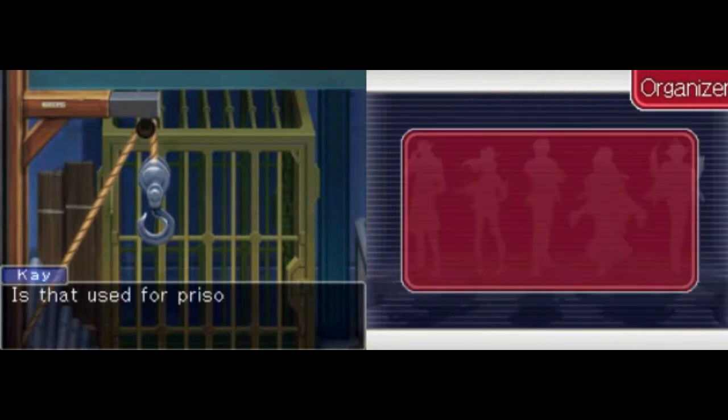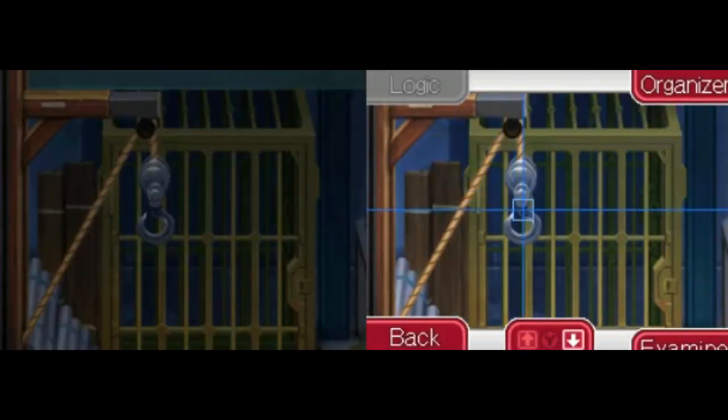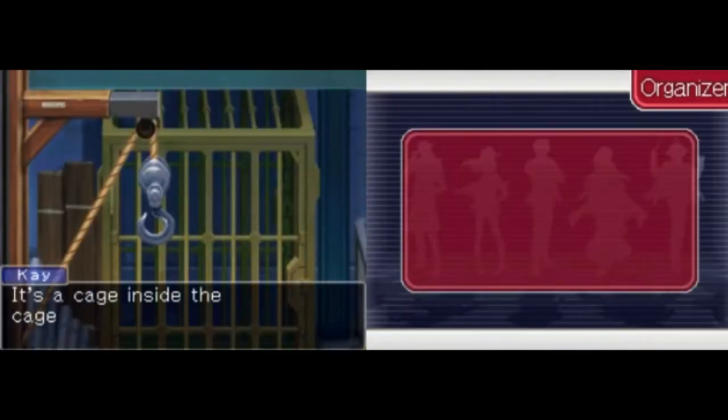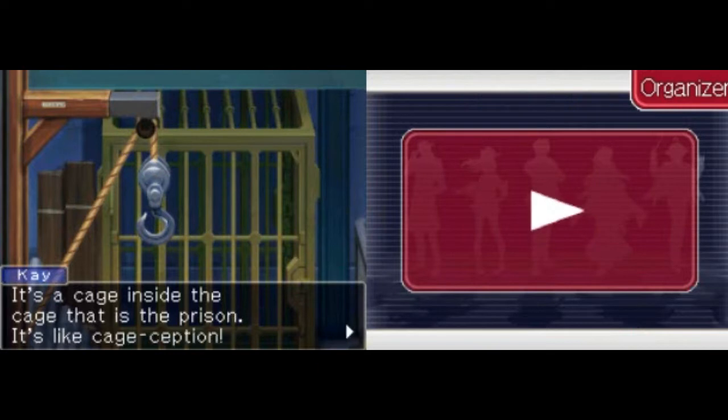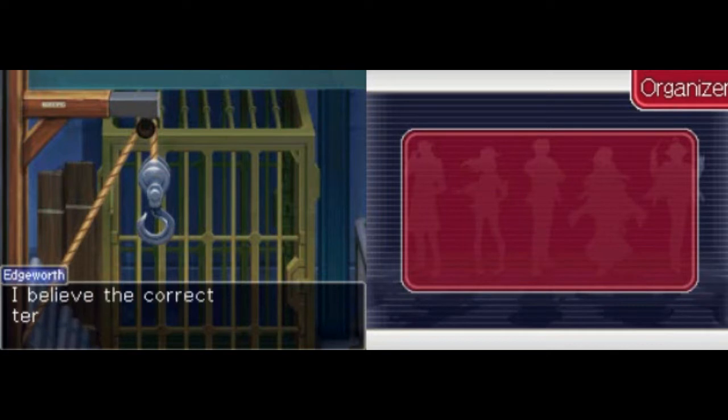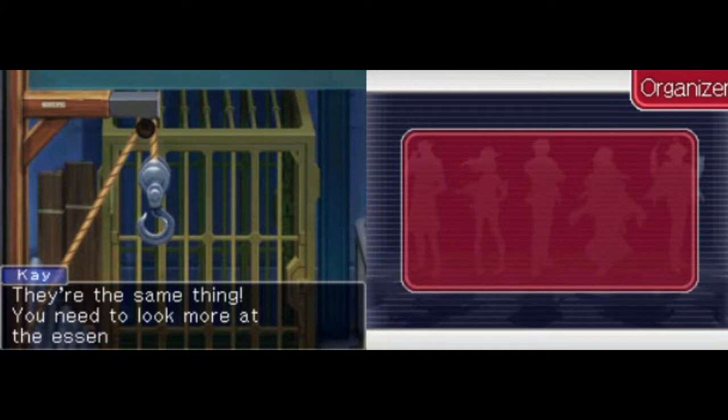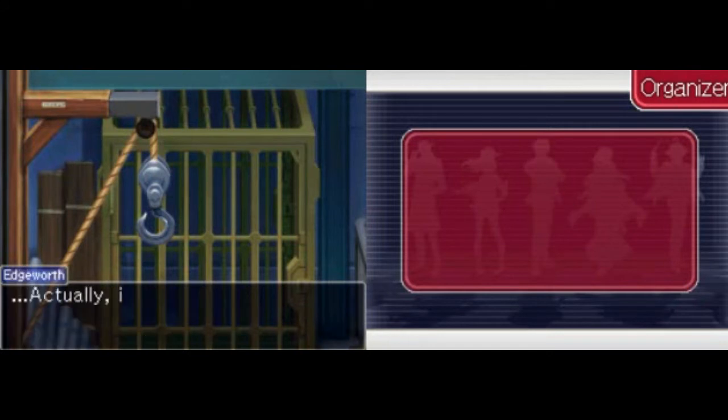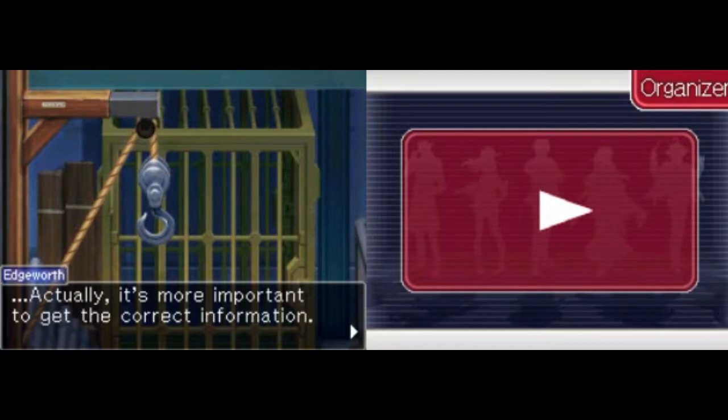It's a pulley. Is this what they use for prison labor too? Looks like it. There's something I want to ask you. Don't even think about dangling on that hook. Eh? How did you know that's what I wanted to do? Somehow I had a feeling. What's this, a prison cell? Or a cage? It's a cage inside the cage that is a prison. It's like cageception. I believe the correct term is prison cell. They're the same thing. You need to look at the essence of things. Actually, it's more important to get the correct information.